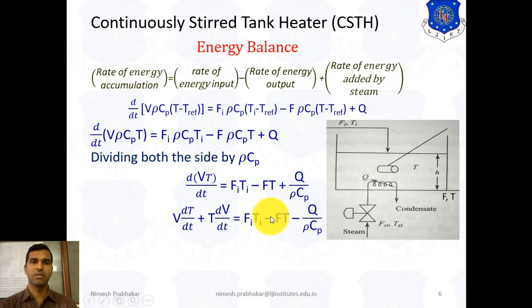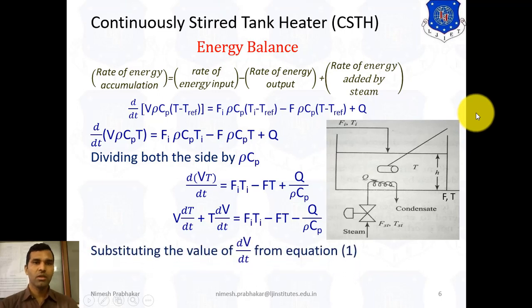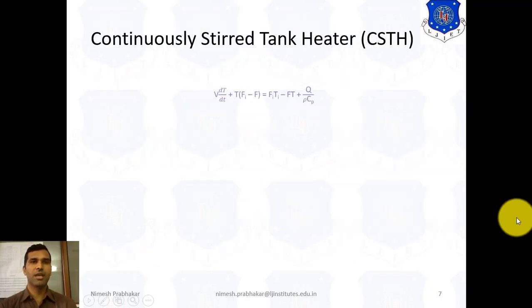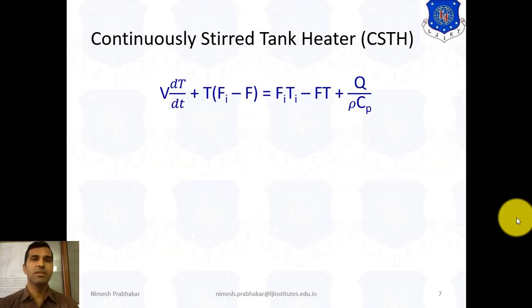Remaining terms are the same: Fi Ti minus F T plus Q upon rho Cp. Now here we substitute the value of dV by dt. We know the dV by dt value from equation number 1, Fi minus F, from the mass balance. So here we can write the value of dV by dt from equation number 1, and we get the equation as V dT by dt.